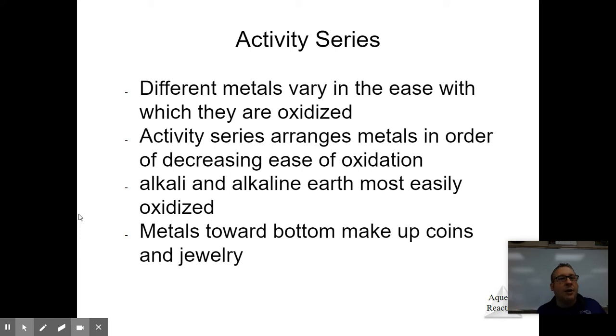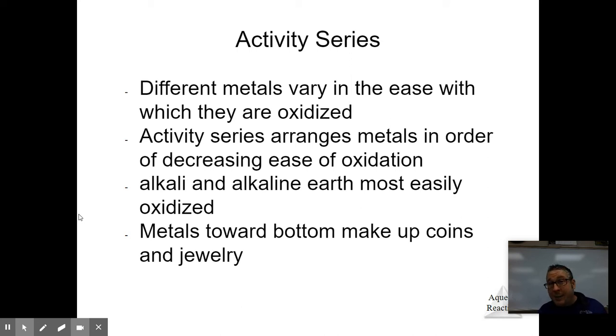The alkali and alkaline earth metals are the most easily oxidized because think about this. They have those electrons in their outermost shell, just 1 and 2, and that makes them not 100% stable. So they're like, yes, get rid of my electrons, please. I don't want them. Take them away. So that's why the alkali and alkaline earth metals, going back to chapter 2, are easily oxidized. They're easily having their electrons stripped away.